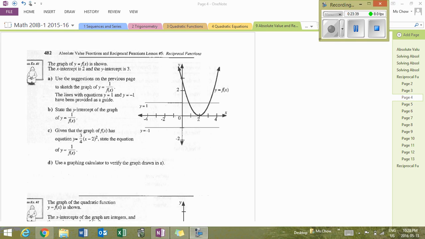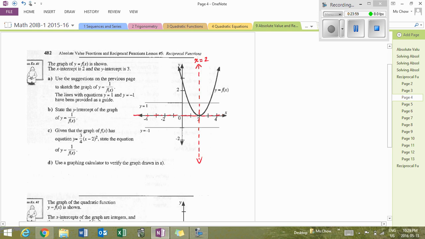Okay, so here we go. Right away I see that the x-intercept is 2, so remember the x-intercept tells me where I've got a vertical asymptote. So I'm going to draw that in, label that, so the equation of this line is x is equal to 2. What else do I know? I know that I have a horizontal asymptote at the x-axis at y is equal to 0. So I'll draw that in as well.